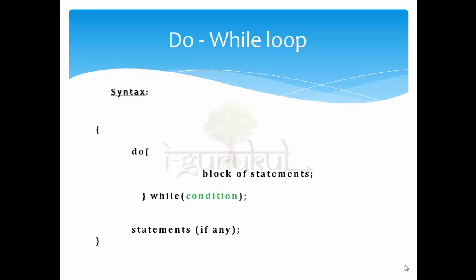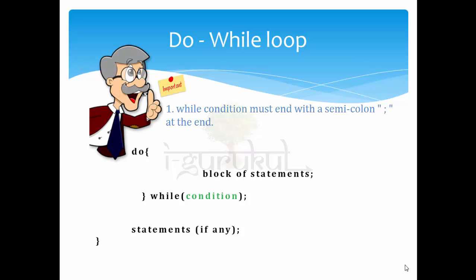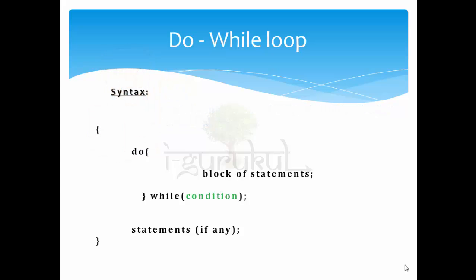Do, block of statement, then there is a closing of do, then at the closing bracket, you have to mention the while condition with a semicolon. So what we see from here is that the statement within the do while loop will be executed at least once, because we will be writing the block of code within the do.